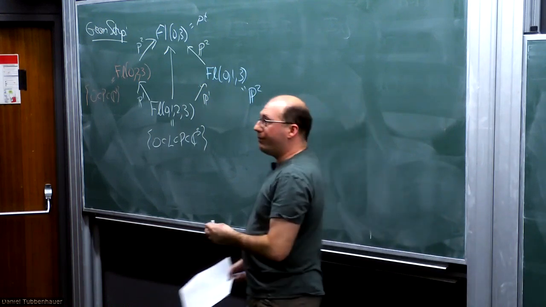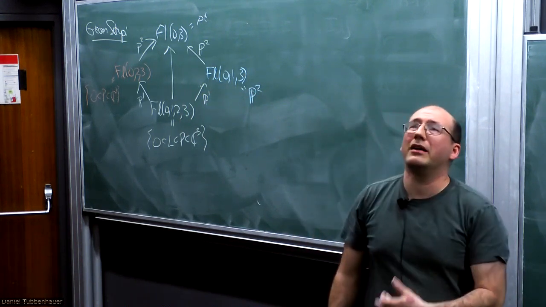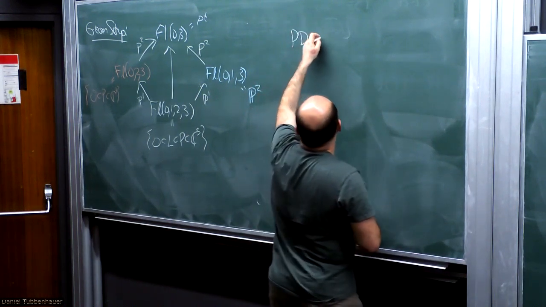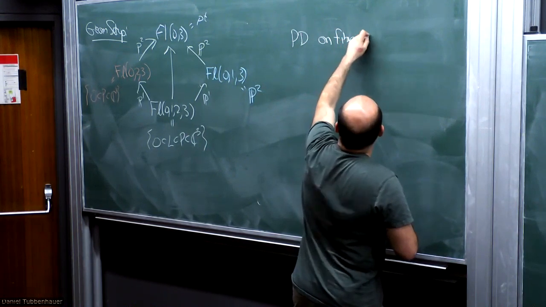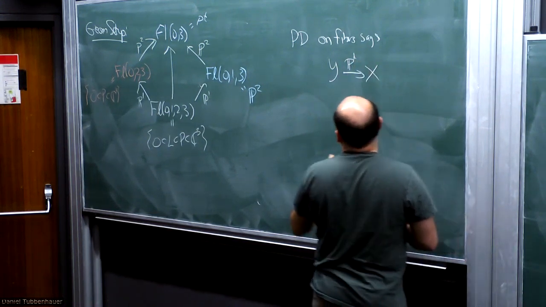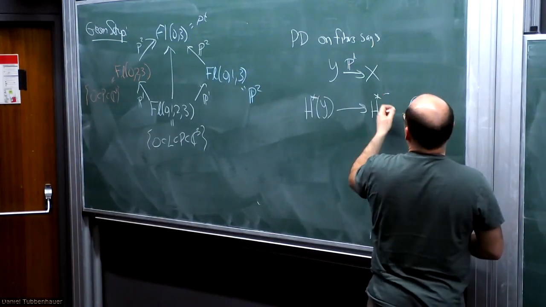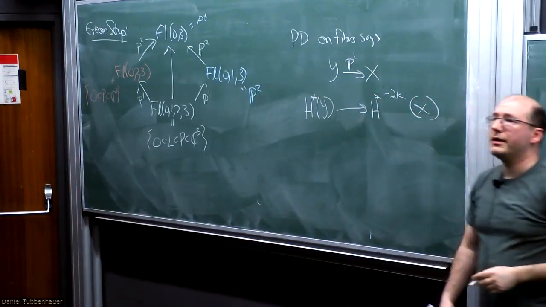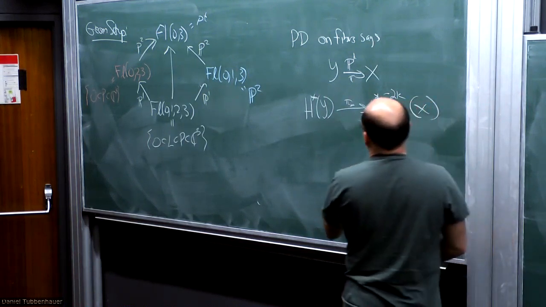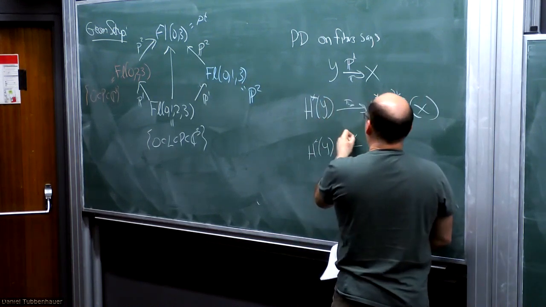Now, when I have projective compact bundles, one thing I can do is integrate along the fiber. I can apply Poincaré duality on fibers. If you've never seen this before, you should. So Poincaré duality on fibers says that if Y is mapping to X as a P^k bundle, then I've got a map from the cohomology of Y to the cohomology of X, but I have to shift the degree by minus k. This is called the proper push forward. I also have a pullback.